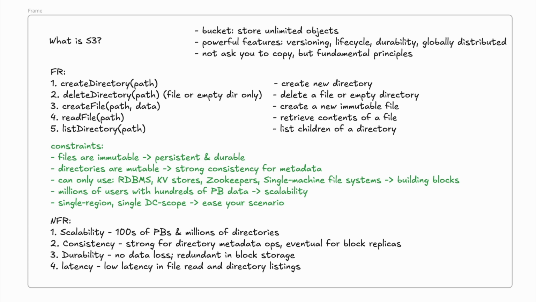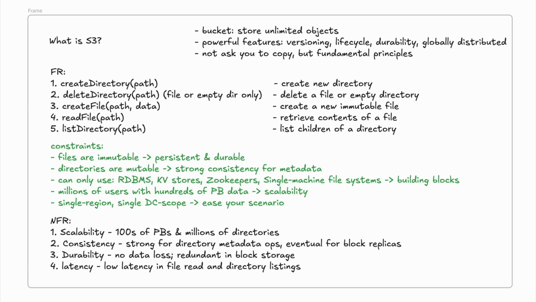2nd, consistency. For metadata, we need strong consistency. If a directory is updated, all users should see the change immediately. For data blocks, we can settle for eventual consistency as long as replicas catch up quickly and reads are resilient. This hybrid model reflects how most real-world systems work: CP for metadata, AP for data.